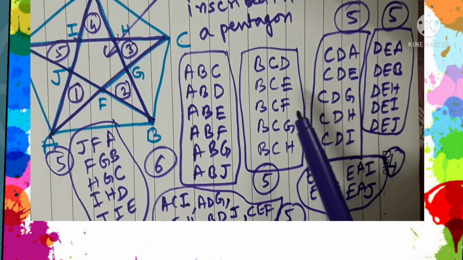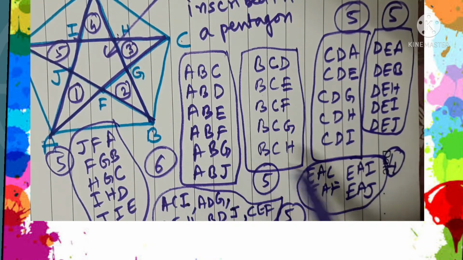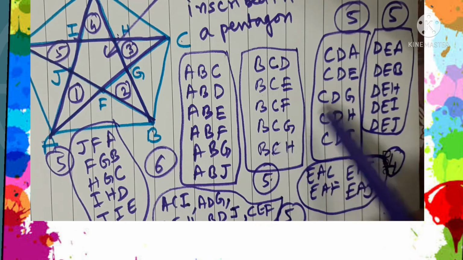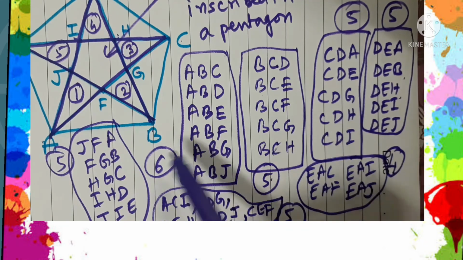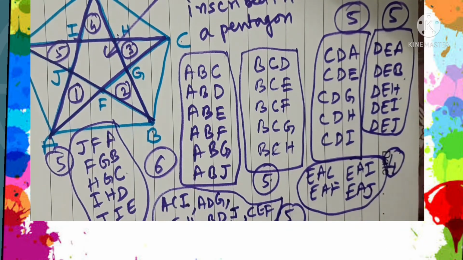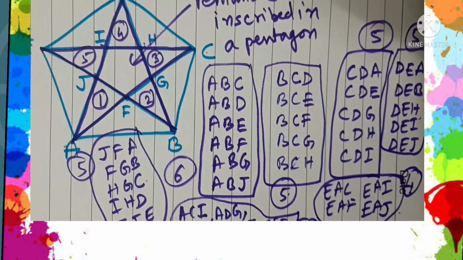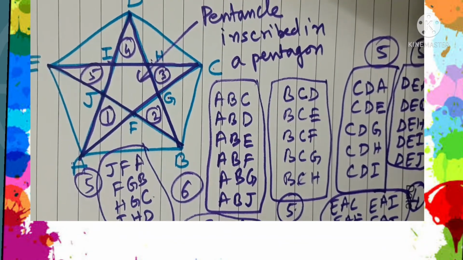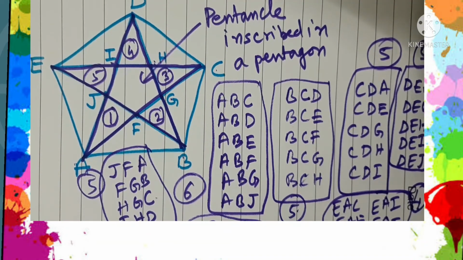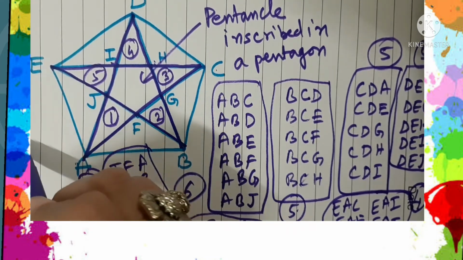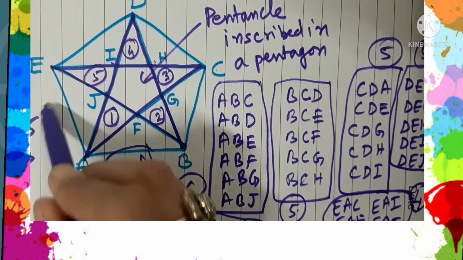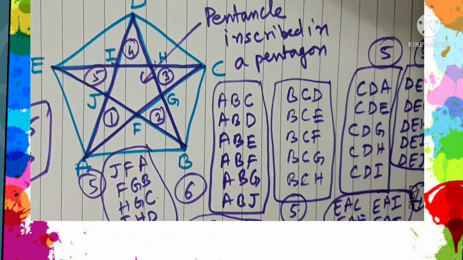So we have 6 plus 4, that is 10. 10 plus 10 is 20, plus 10 is 30, plus 5 is 35. So I'm getting the answer as 35 triangles. And if you get any other way of counting the number of triangles, please do share. So my answer is 35 triangles in this interesting shape.